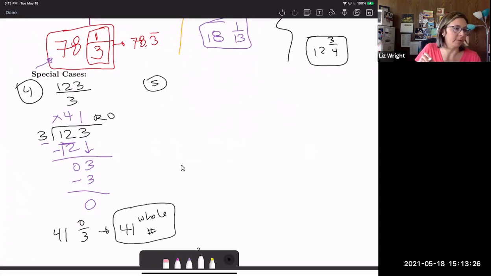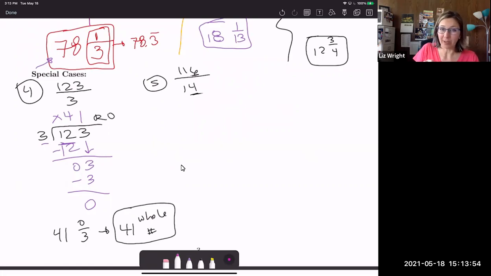Number 5. 116 over 14. So this one, I look at it and I say, oh, I see why it could be a special case. One thing I see right now is that they both end in an even number, which means what? It means we should be able to divide them both by 2. So I'm going to show you something. We could do this one 2 ways.